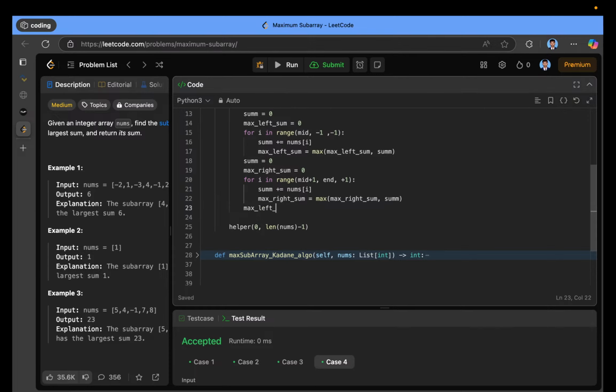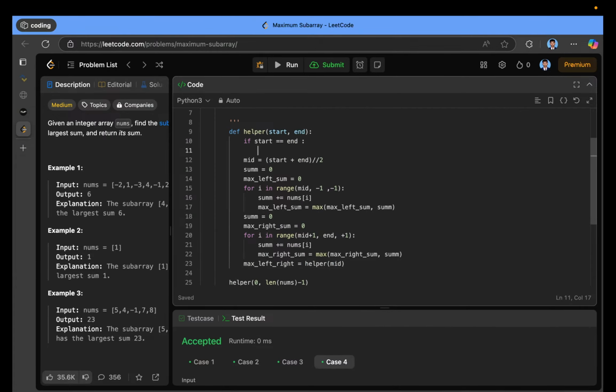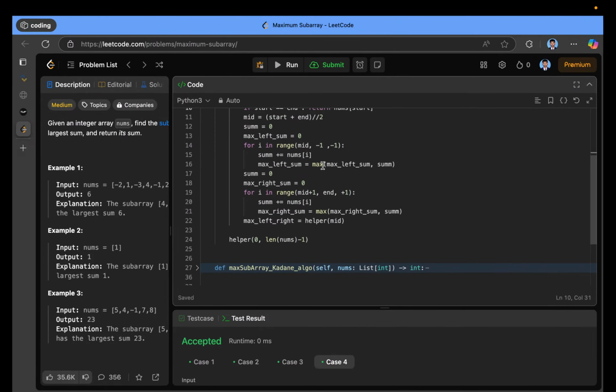Max left, right is equal to. Then I just have to use helper. Sorry, helper is spelled wrong. Helper 0. Now I have to go from. I have to watch it again. Let's first add the base case. If start is equal to end, return nums[start]. Okay, mid sum.